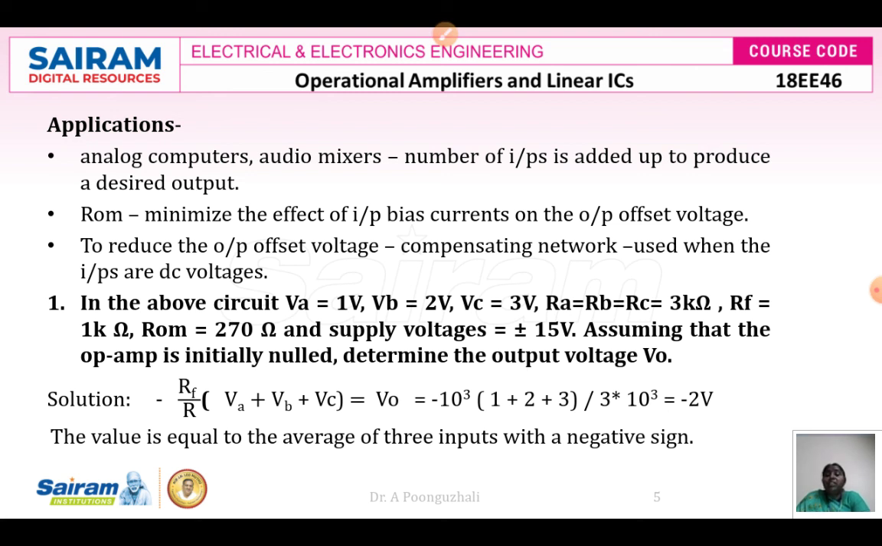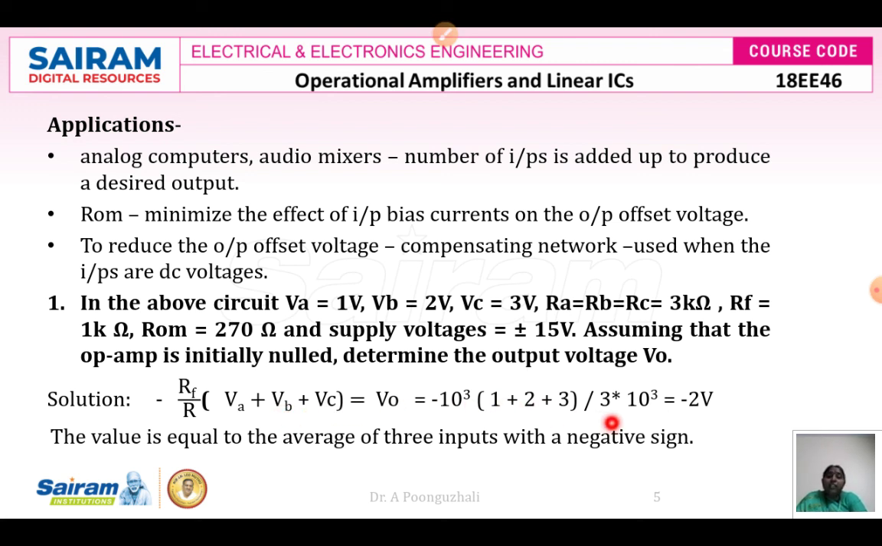So the solution here: the output voltage is nothing but minus RF by R into VA plus VB plus VC. Why we are taking it as R is, we know that they are given in the problem as RA is equal to RB is equal to RC is equal to 3 kilo ohms. RF is given as 1 kilo ohm. So 1 divided by 3 into VA is 1, VB is 2, VC is 3.